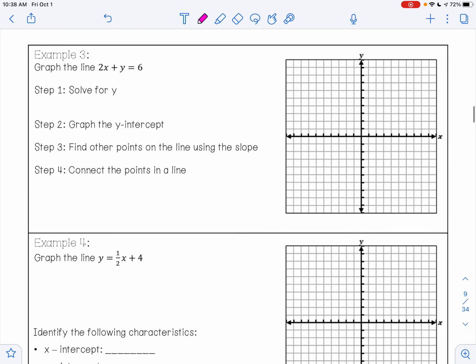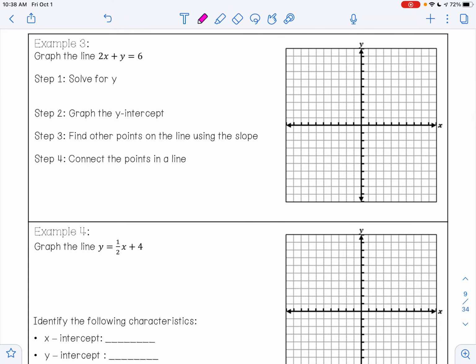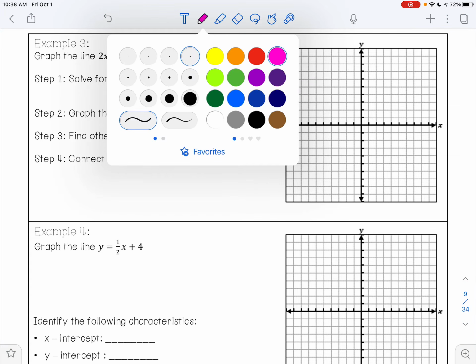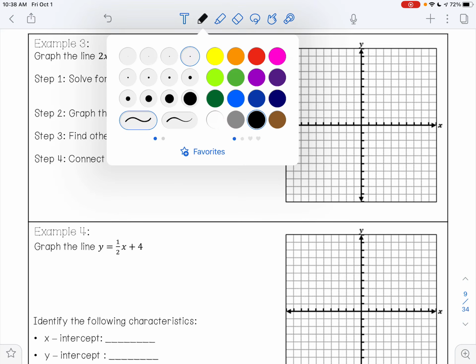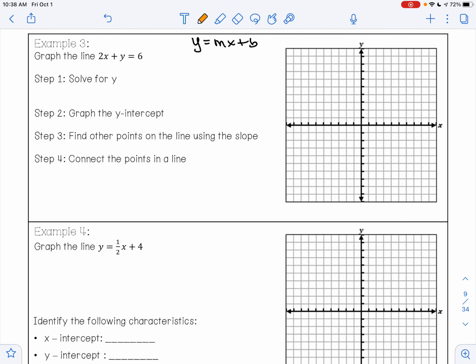On example 3, it says graph the line 2x plus y equals 6. This is not in slope-intercept form. Remember, slope-intercept form is y equals mx plus b. So my first step is going to be to solve for y. Well, if I want to get y alone, I need to move that 2x to the other side. 2x is positive, so to move it to the other side, I'll have to subtract it.